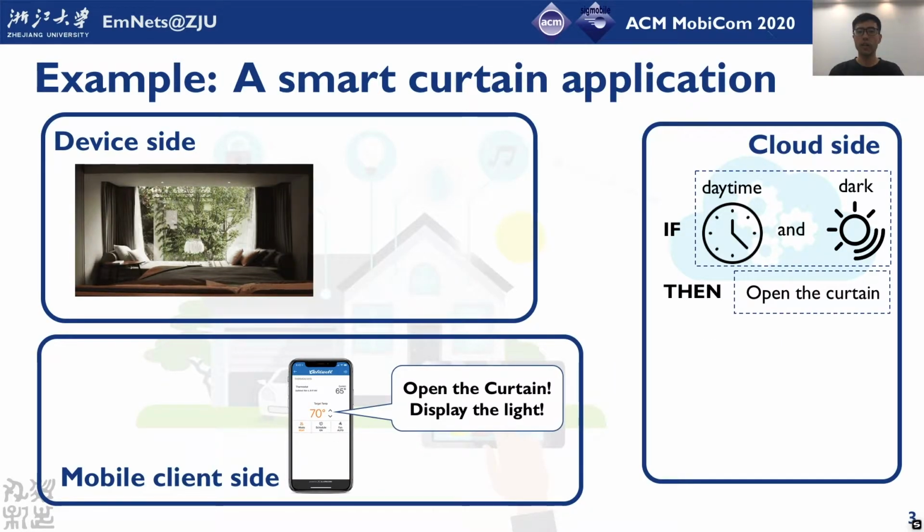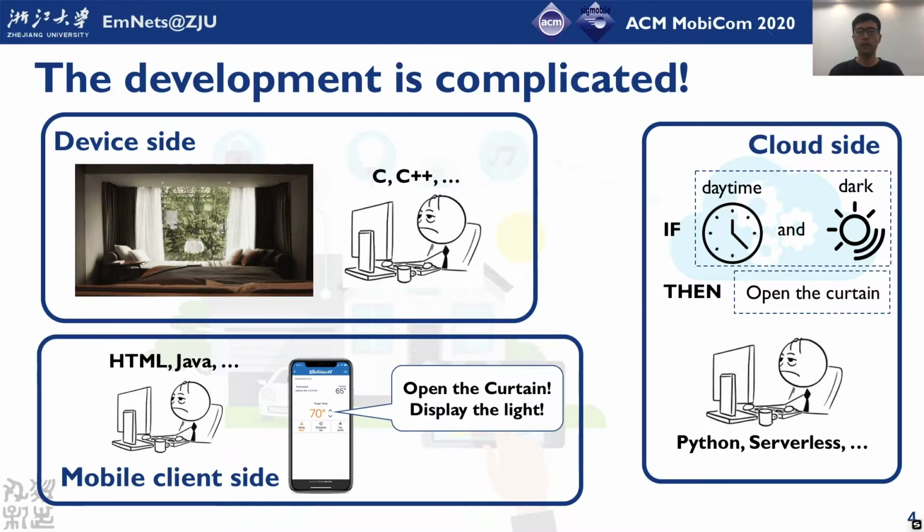Take a smart curtain application as an example. This application contains a smart curtain device, which will open if the room is too dark during the daytime, and a mobile UI that displays the light intensity and controls the curtain. But developing this application is not easy because it has so many building blocks, and the development language for each side is different.